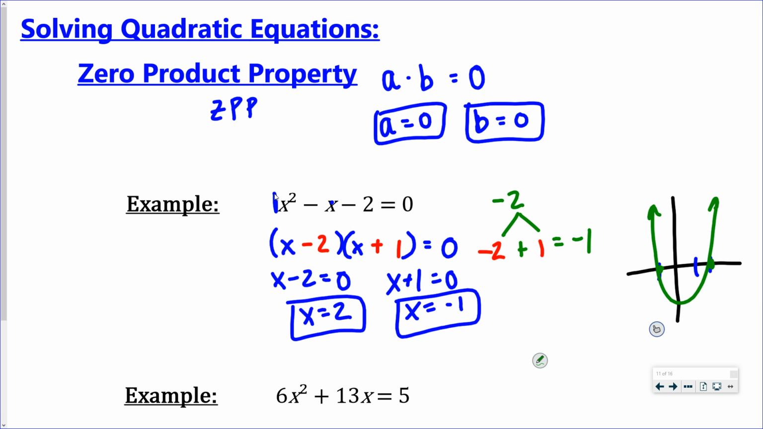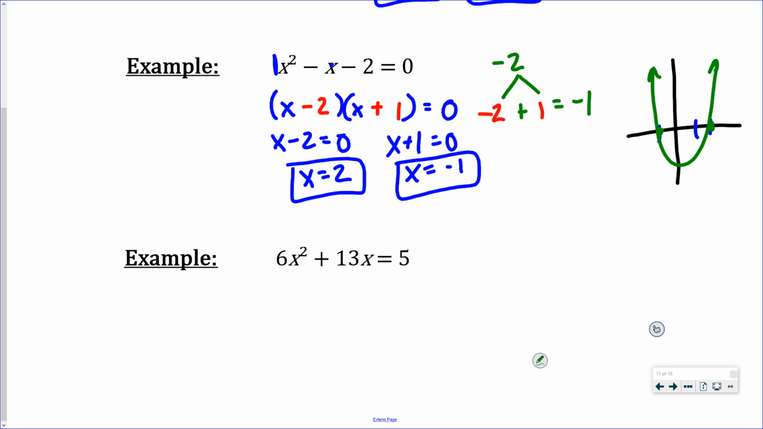There'd be no equal sign. If you're asked to solve, you have to tell me what x is. Some people get that confused. All right, try another one.